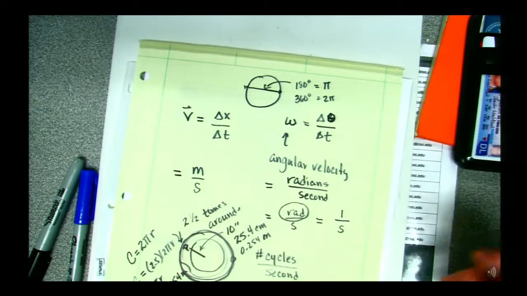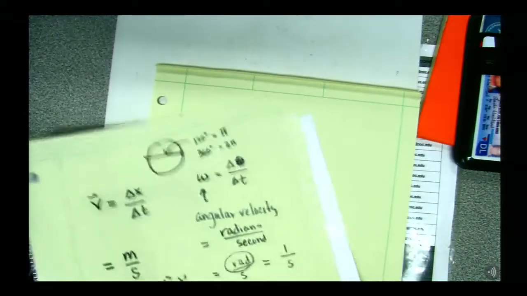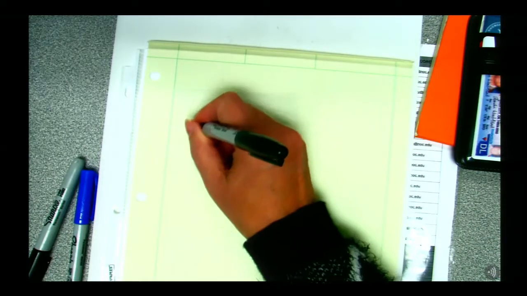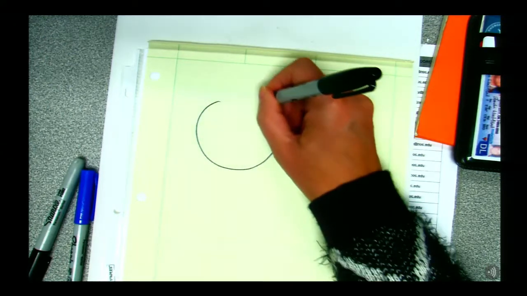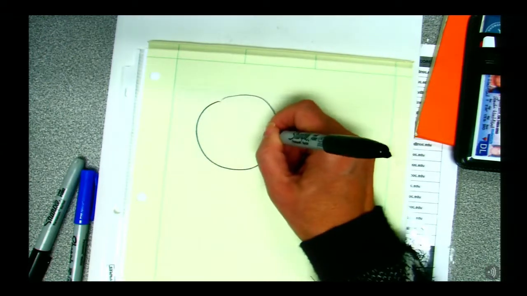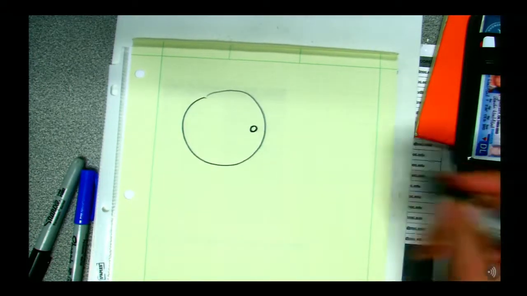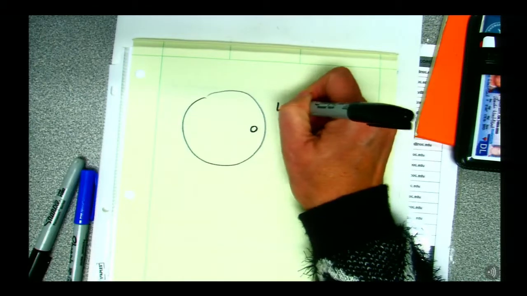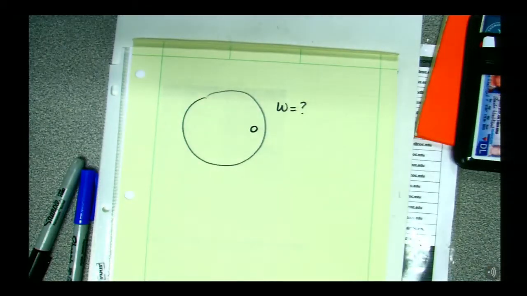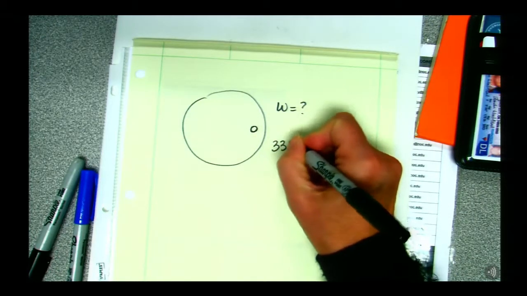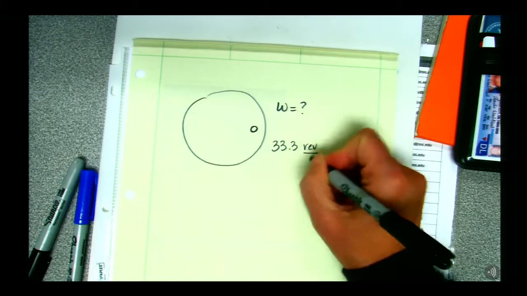Let's think of the penny example that he had on the record. We had our penny here, and we want to know the angular frequency or the angular velocity of this penny. And he gave us that the record was traveling at 33.3 revolutions per minute.